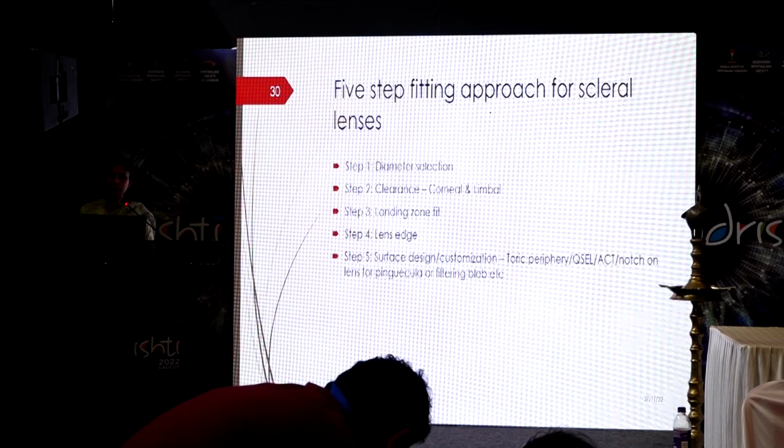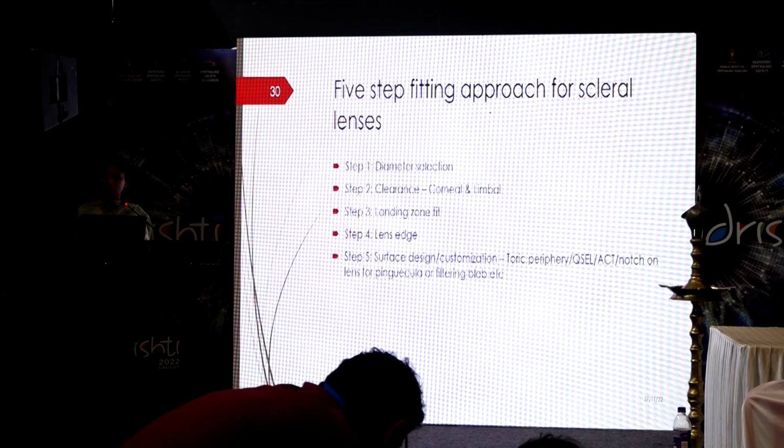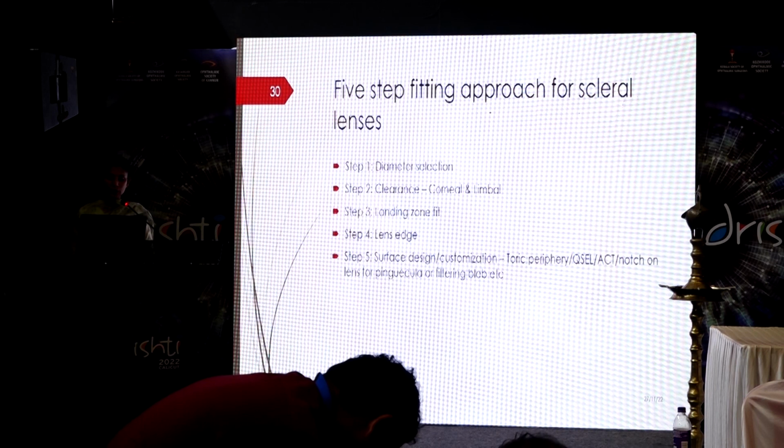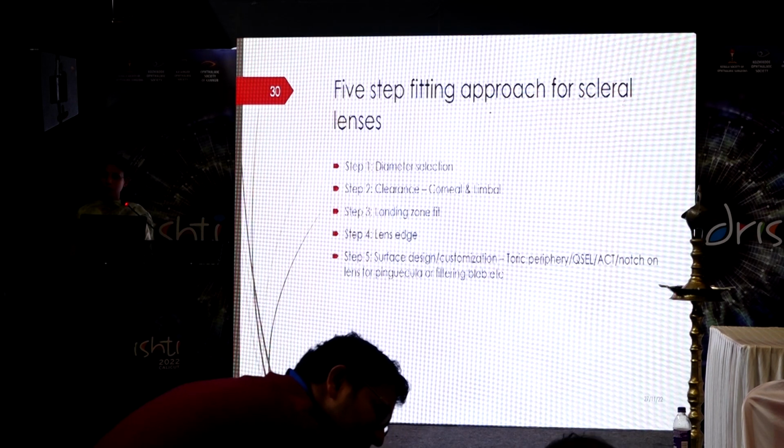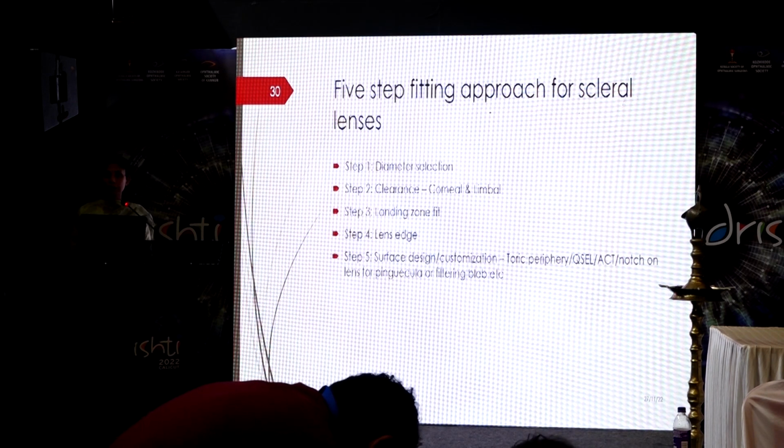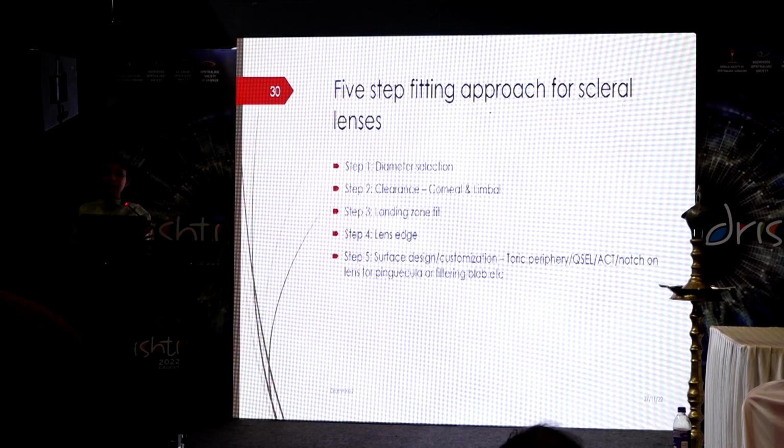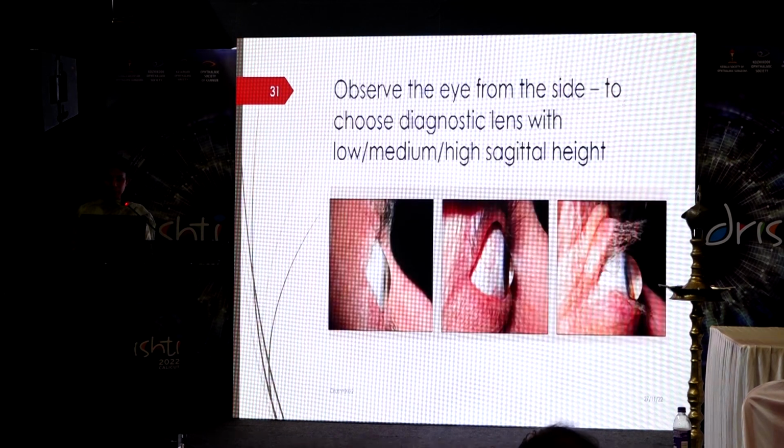So what is the 5-step fitting approach for scleral lenses? First is the diameter selection. Second is the clearance over the cornea and the limbus. Third is the landing zone fit. Then assess the lens edge and then the surface design or customization. You can ask for a toric periphery, a quadrant specific edge lift, an asymmetric corneal technology, or a notch on the lens in case of a pinguecula or a filtering bleb, which is noticed because it is extending way beyond the limbus. So you observe the eye from the side to choose the diagnostic lens with low, medium or high sagittal height. This is more than enough.